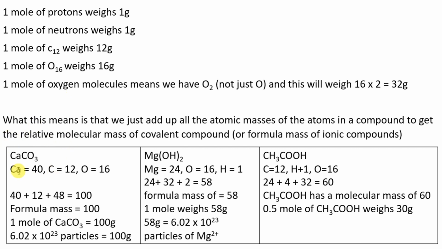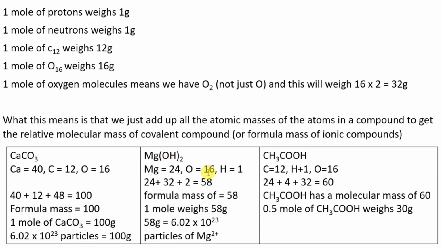CaCO3. Given that calcium is 40, carbon 12, oxygen 16. And there are 3 oxygens, so 3 16s, 48. Add up everything, comes to 100. That's my formula mass. It's ionic, so I'm talking formula mass. 1 mole is 100 grams. That means the Avogadro constant, 6.02 times 10 to the 23 particles, is 100 grams. By the way, how did I know? CaCO3, ionic, because it contains a metal.